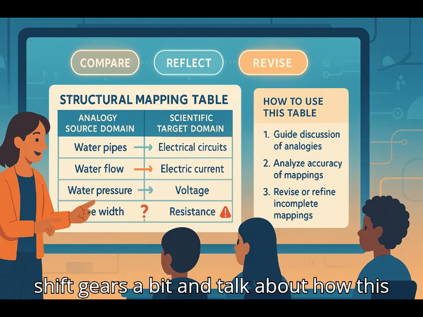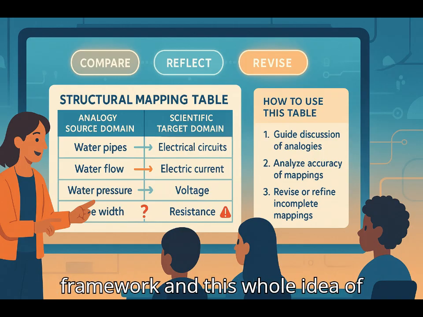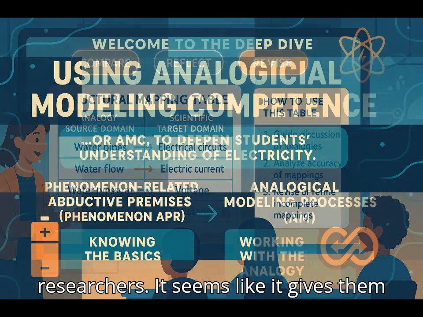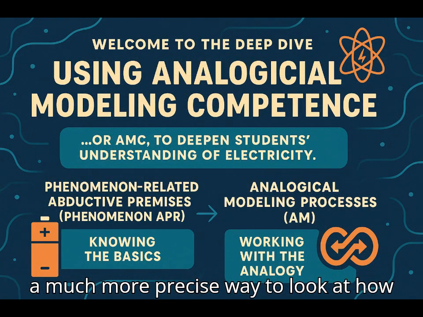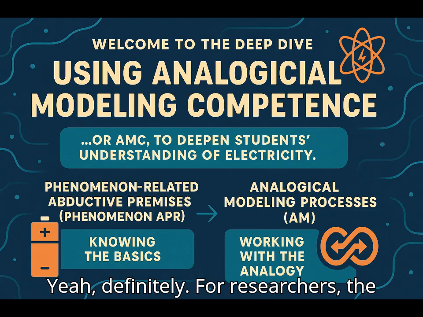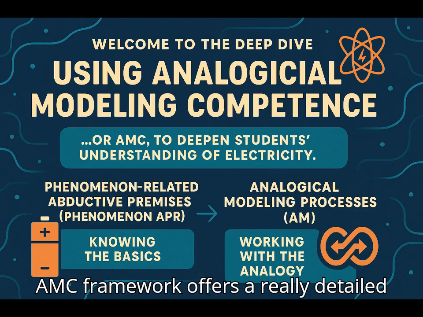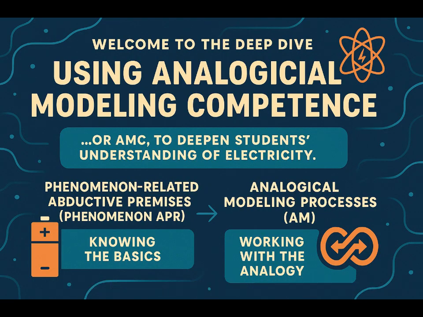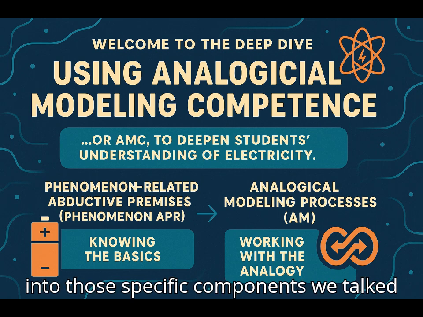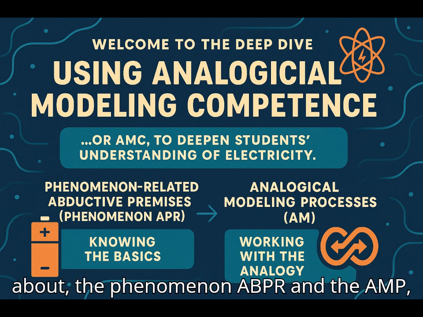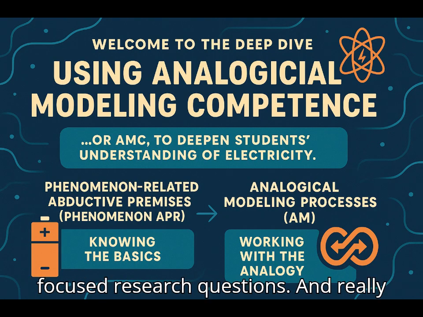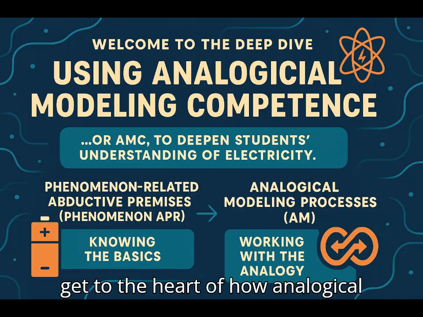Now, let's shift gears a bit and talk about how this framework and this whole idea of assessing AMC can help educational researchers. It seems like it gives them a much more precise way to look at how analogies are used in science learning. Yeah, definitely. For researchers, the AMC framework offers a really detailed and structured way to investigate this complex process of using analogies in science education. Breaking it down into those specific components we talked about, the phenomenon, ABPR, and the AMP, that allows researchers to ask much more focused research questions and really get to the heart of how analogical thinking works.